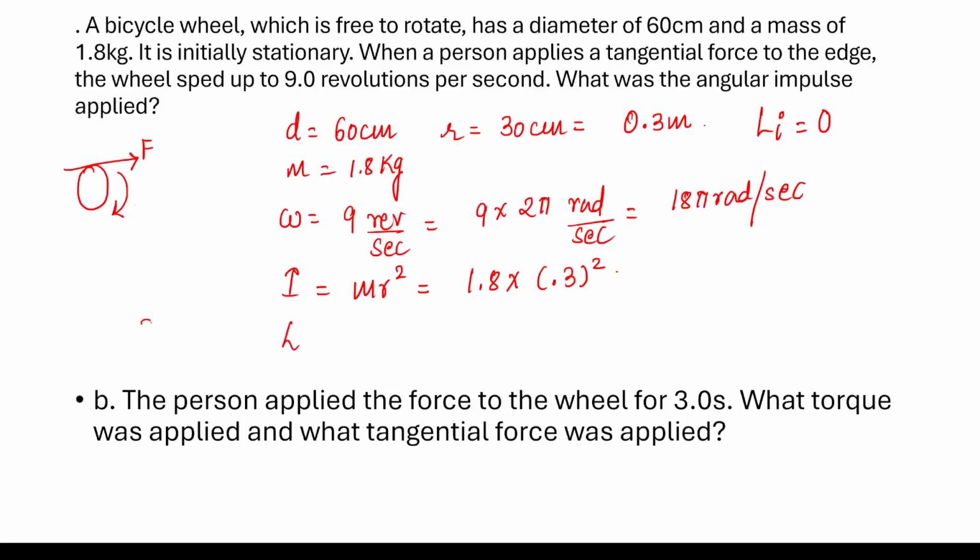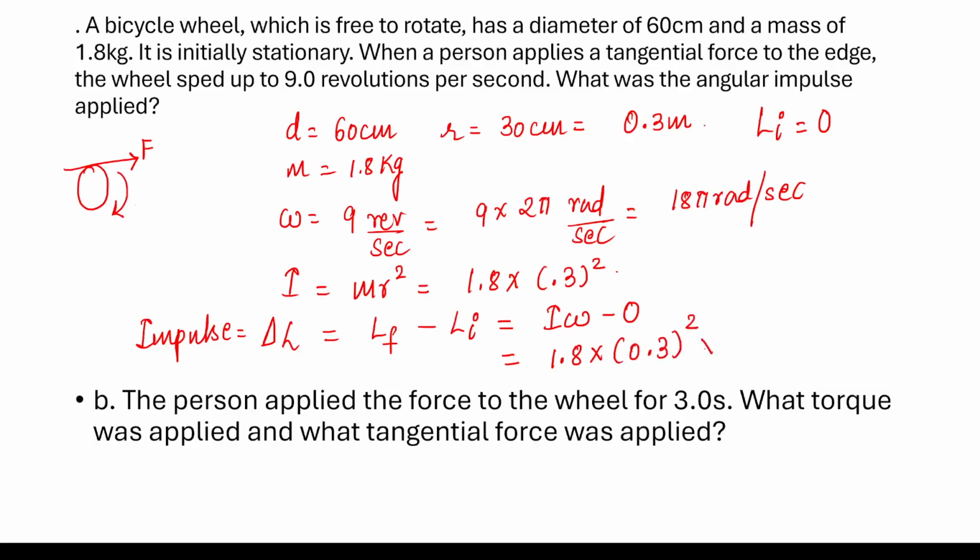Impulse is again angular impulse, which is the change of angular momentum, final minus initial. Initial is 0, final is I omega minus 0. I is 1.8. You can always just use the calculator here. I'm going to just leave it like that, times 18 pi. Remember to use the unit.